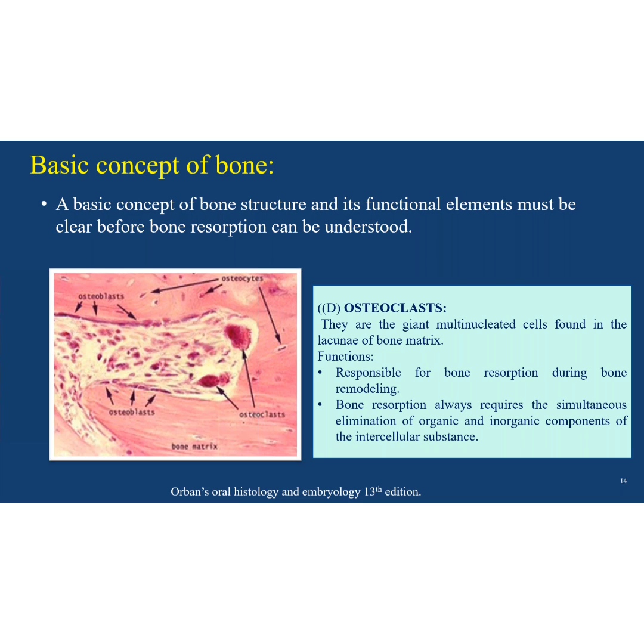Osteoclasts are giant multinucleated cells found in the lacunae of the bone matrix. The main function is bone resorption during remodeling, and bone resorption always requires simultaneous elimination of organic and inorganic components of the intercellular substance.